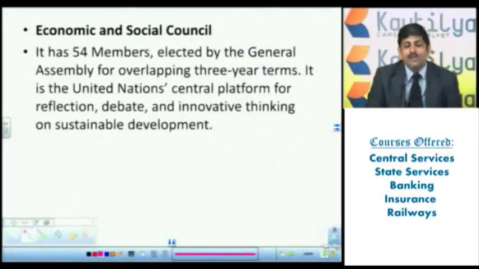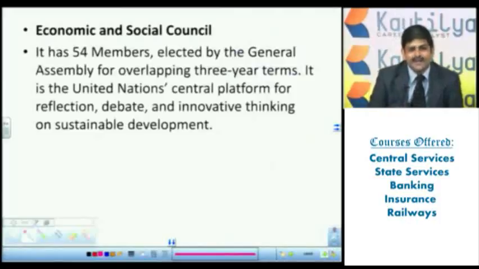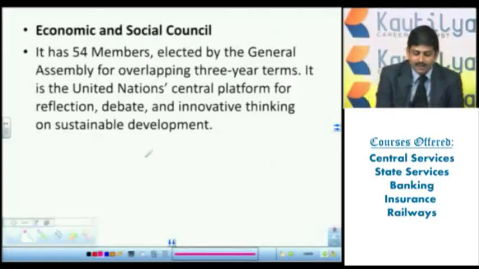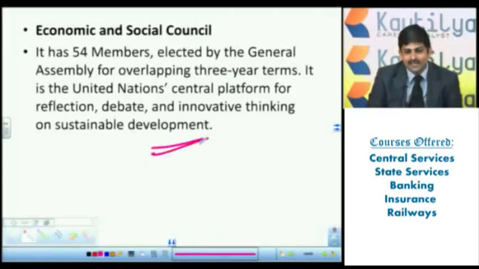This is all about the UN Security Council. Now let us see the Economic and Social Council. In the present era, this body has lost its relevance. It has 54 members, elected by the General Assembly for overlapping 3-year terms. It is a central platform for reflection, debate and innovative thinking on sustainable development. However, most of the decisions regarding this particular body are taken in the United Nations General Assembly.